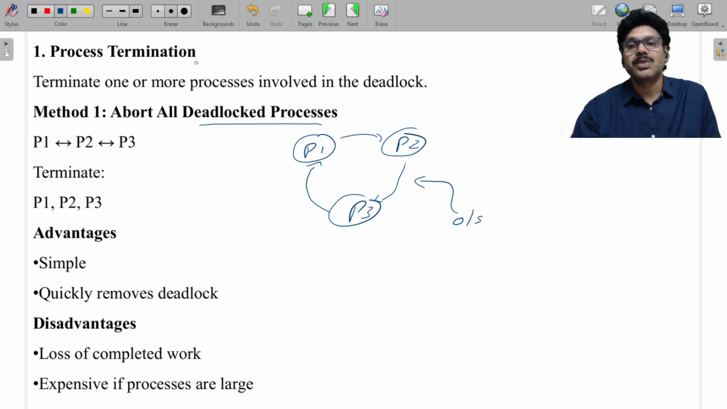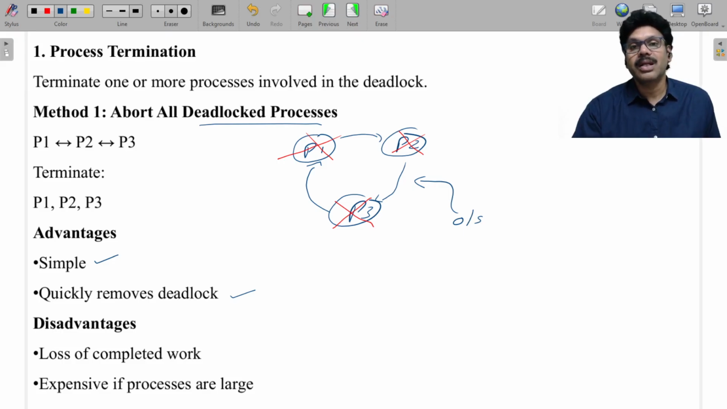Here, when we abort these processes, whatever edges are there between them are going to be removed, and there will not be any concept of deadlock further. So here what we did is forcefully kill the processes, even though they are busy in execution. But here execution never happened, because they formed a deadlock and try to request each other. It is a never-ending process. So in this case, we terminate P1, P2 and P3 because they are involved in the deadlock. The advantage is that it is very simple and quickly removes the deadlock, but it is very expensive.